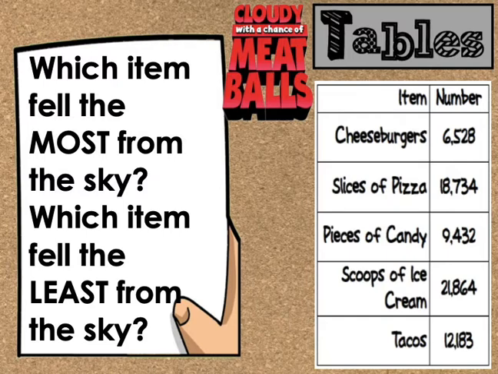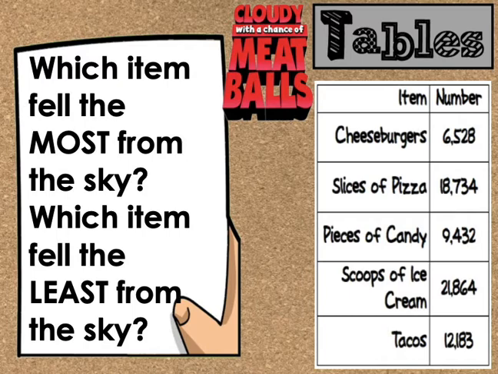Here's a different table. In this case, it's talking about the items that fell in the movie Cloudy with a Chance of Meatballs. And the first thing that we want to notice is the two columns. The first one is that we're talking about the items that fell, and the second one is the number of items that fell. Which item fell the most from the sky?